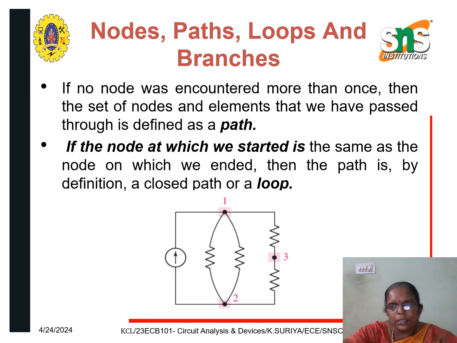So if no node was encountered more than once, then a set of nodes and elements that we have passed through is defined as a path. So if the node at which we started is the same as the node on which we end, then it is known as a loop. So when we start at one point and we rotate and we come to the same point, then that represents a loop.